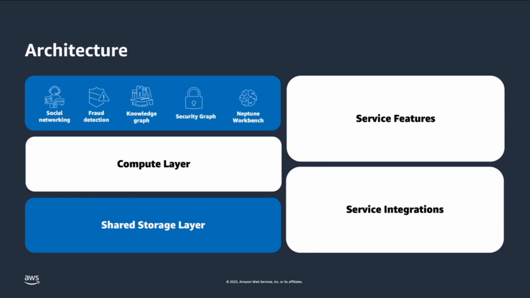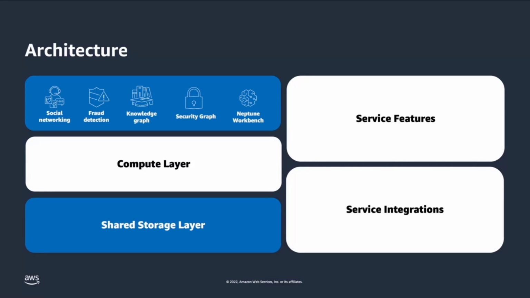The first layer we wanted to talk about is the application layer. This is where you as the developer really live and work. This is where you're building your social networking application or your fraud detection application. Maybe it's a knowledge graph or a security graph or one of the other use cases we talked about. But this is where you're interacting with it. And you do this through any of our 3 query languages, as we mentioned.